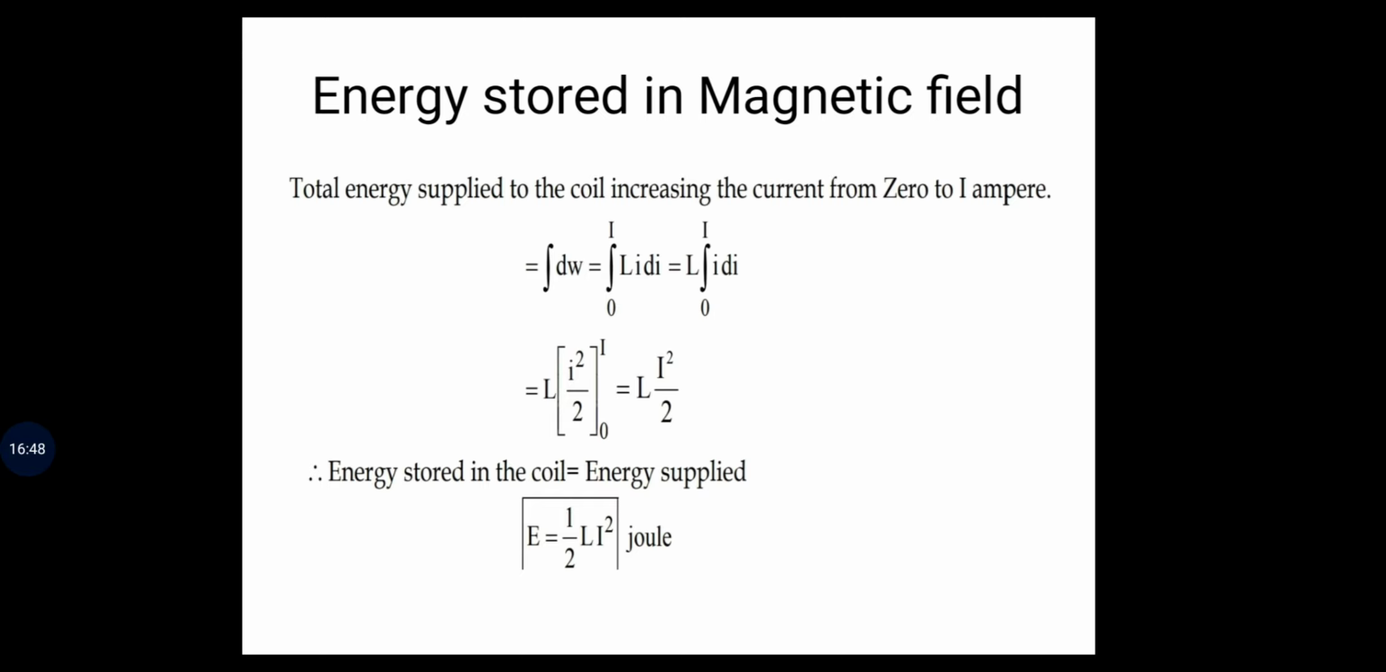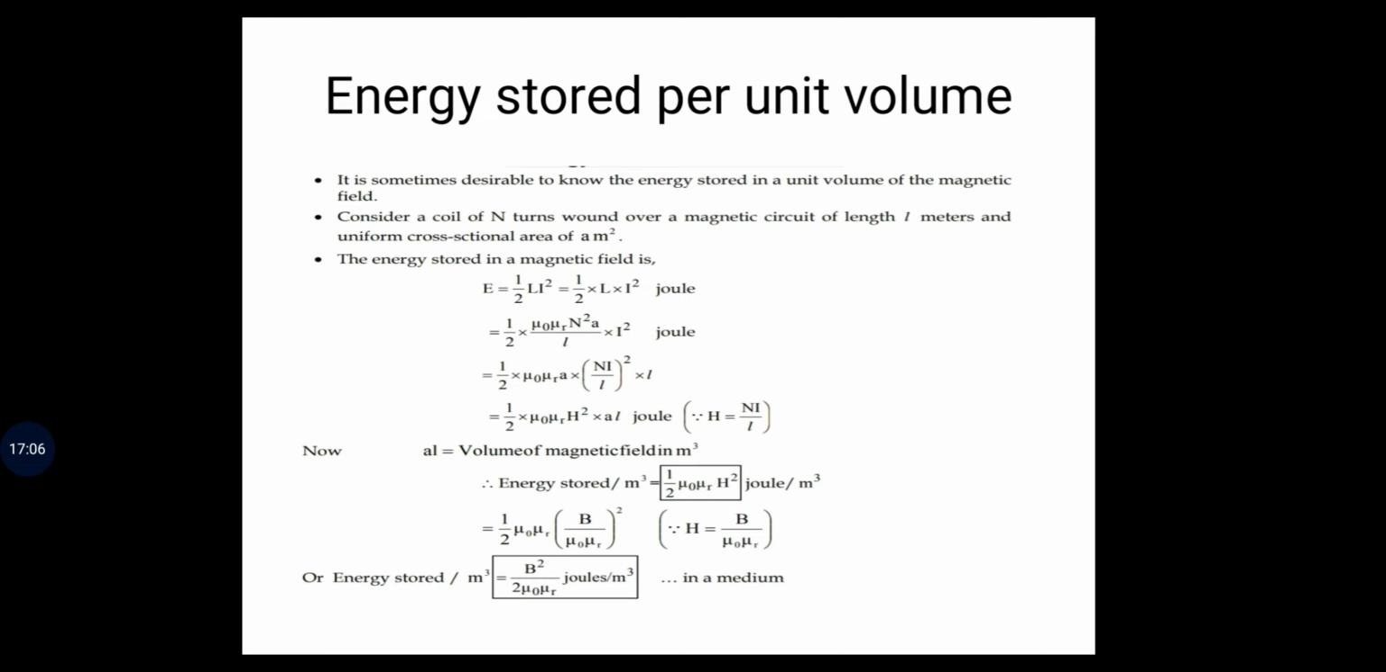Here E equal to half L I square. That means the energy stored in a coil is E equal to half L I square. We will also discuss the energy stored per unit volume.